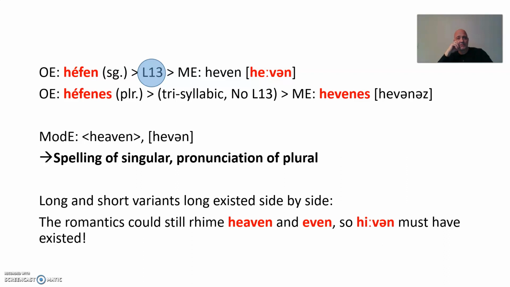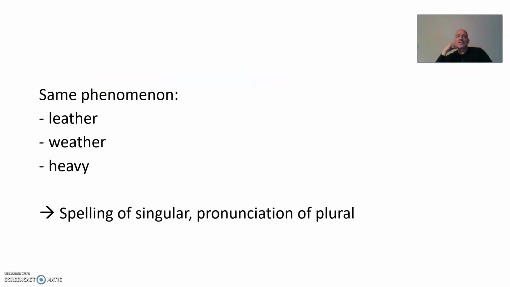because of the EA spelling, but it has a short vowel. Okay? And the same applies to a lot of others. To leather, there you have it. Same thing: we spell the singular, pronounce the plural. Leather. Same is true for weather, for heavy. Always the spelling of the singular and the pronunciation of the plural.